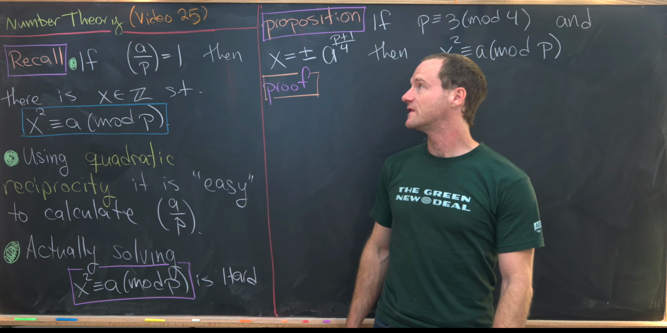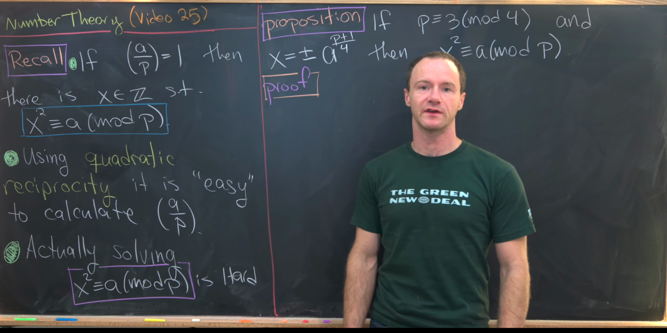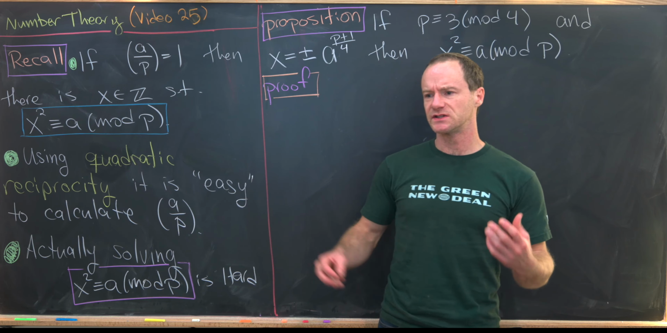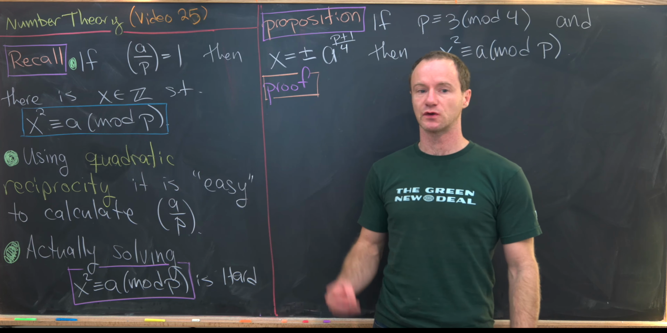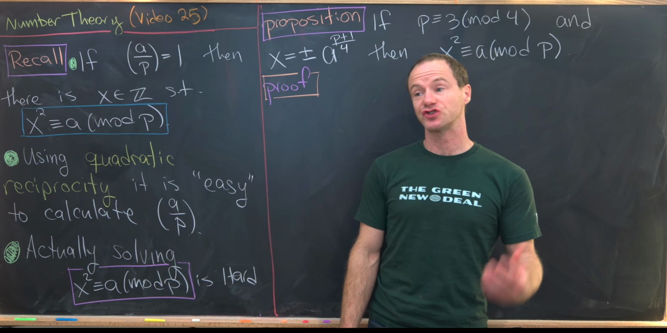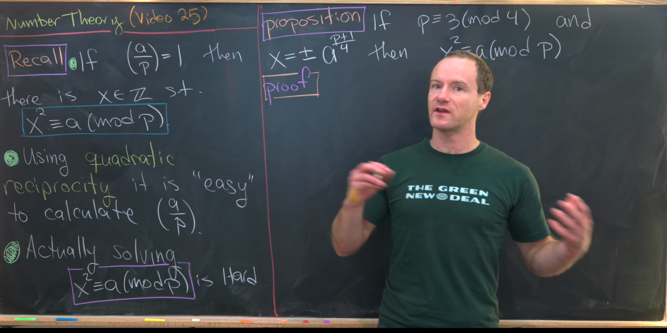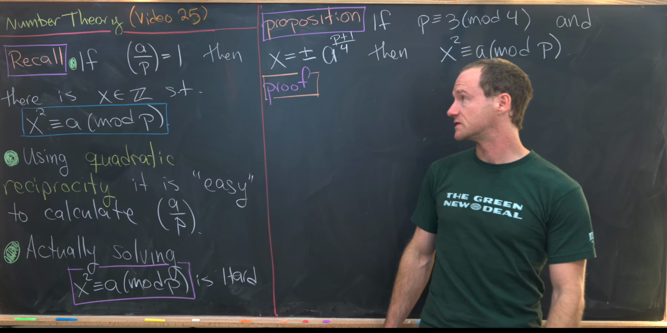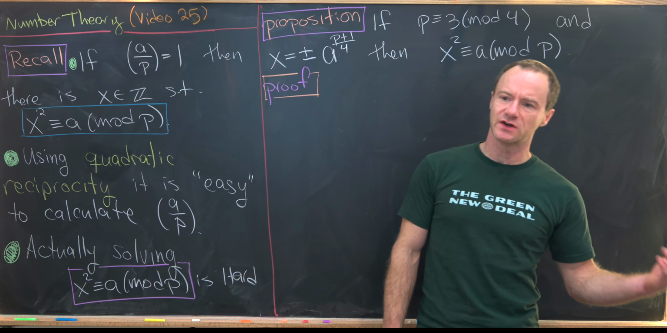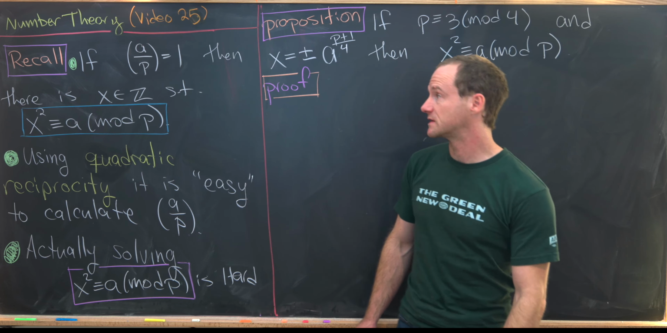This is the 25th video in a series that I'm making to support a course in elementary number theory. And we just got done talking about quadratic residues and quadratic reciprocity. And now we want to actually solve the quadratic congruences, or decide when they're easy to solve and when they are hard to solve. But before we start proving some propositions related to that, let's recall a couple of things.